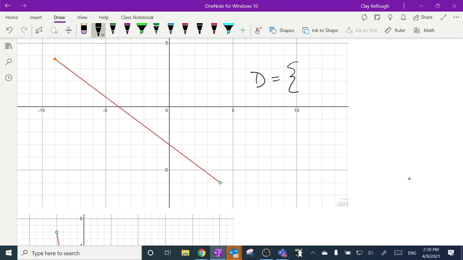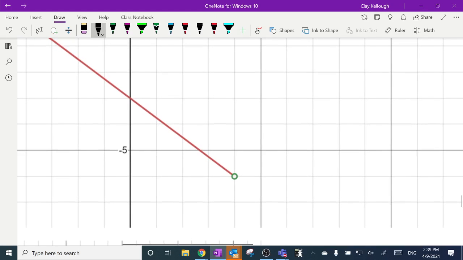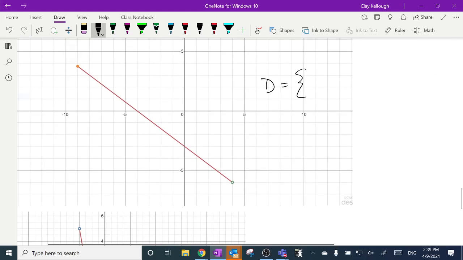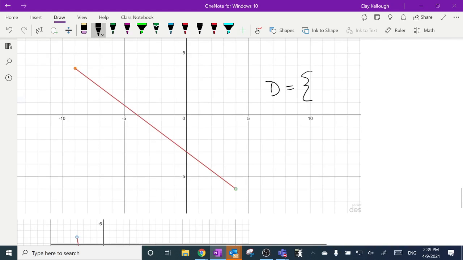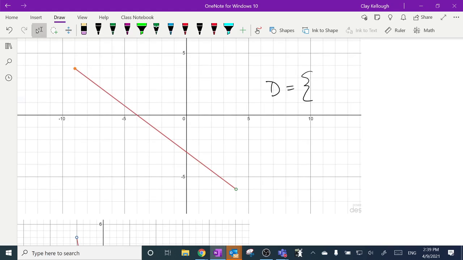So what do you think the domain is? Look at the dots. Can you see the dots from where you're sitting? Should I zoom in on the dots? You got an answer? X is greater than or equal to -9, but it's less than or equal. Oh, wait a minute. Is it equal? No, because this is an open dot. So it's less than 4.